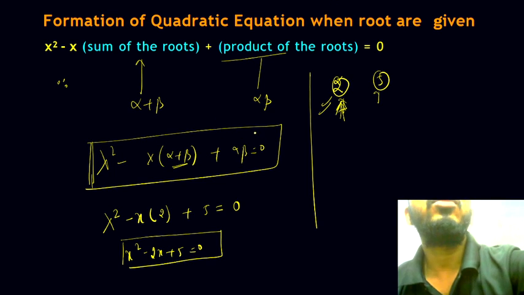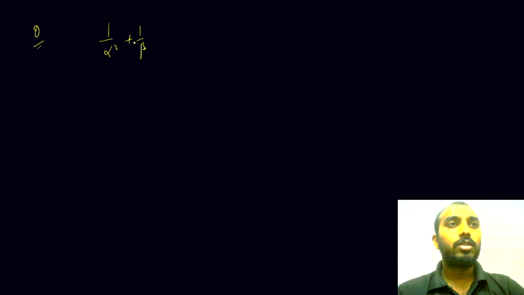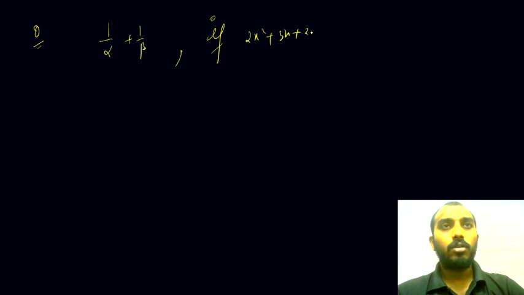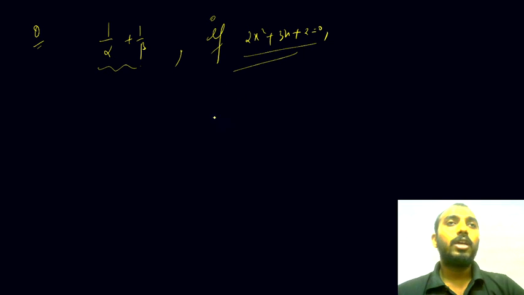So I am taking one more example. Find the value of 1 upon alpha plus 1 upon beta if 2x square plus 3x plus 2 equals to 0. Here alpha and beta are the roots of the quadratic equation. Find the value of this if the quadratic equation is this.